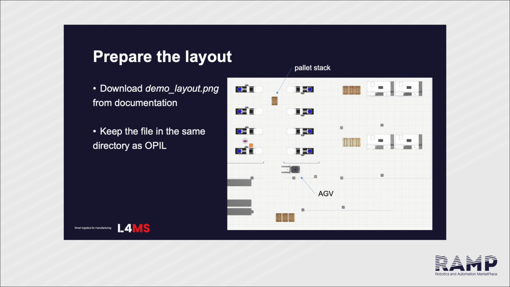Then, when we download the demo layout PNG from the documentation, we can give a small example of how we configure the arrangement on the factory floor plan. In the image, you can see the floor plan of the factory. This brown box is a pallet stack that is movable. Near the center of the image, you can see an AGV, and the floor plan area is divided in 3 parts.